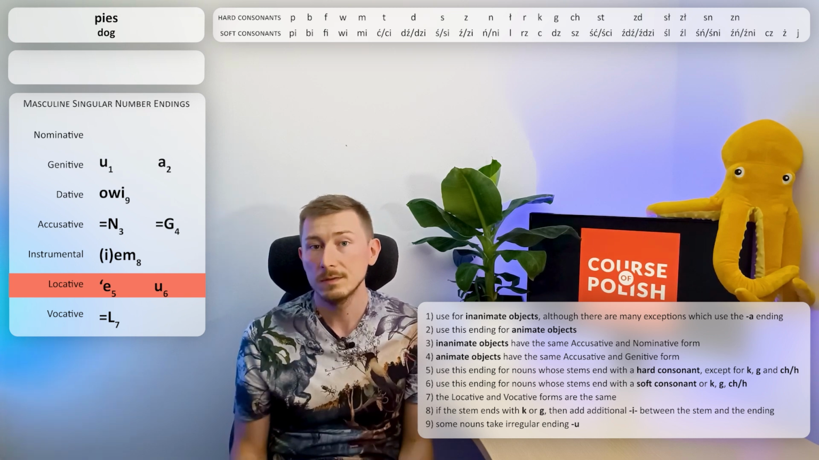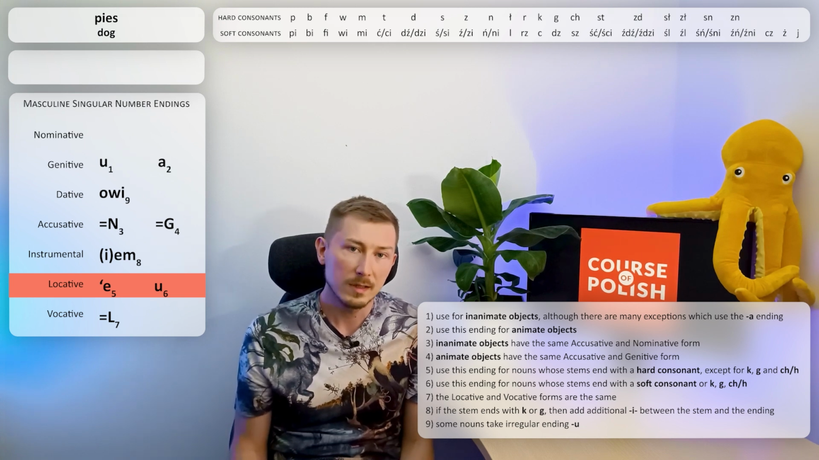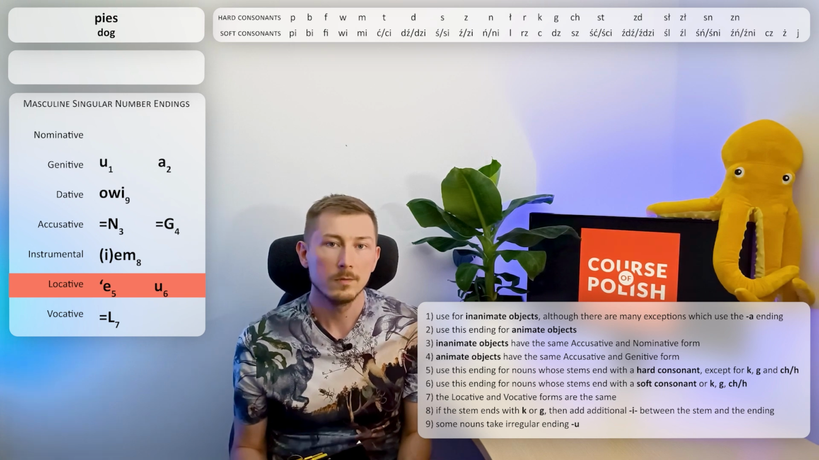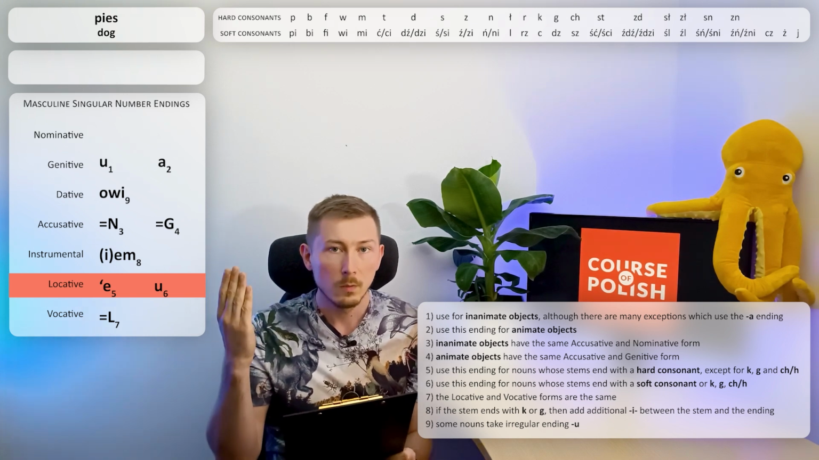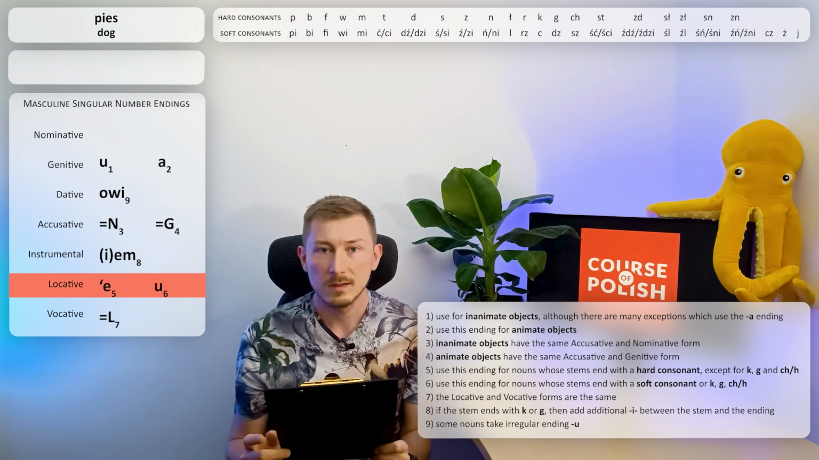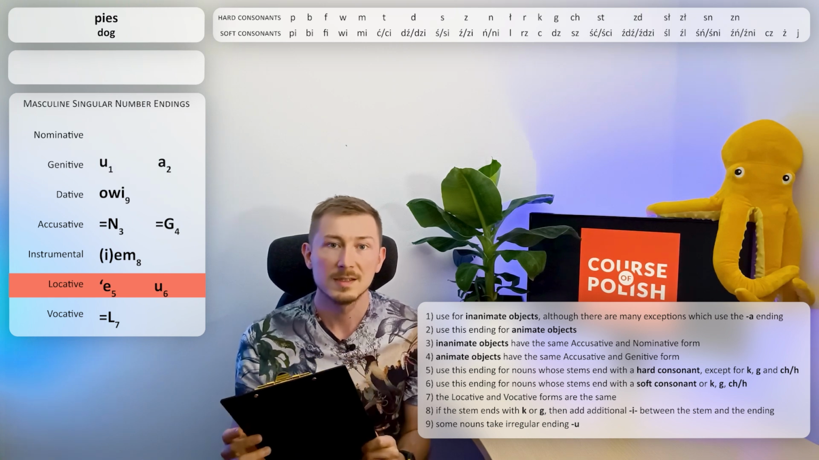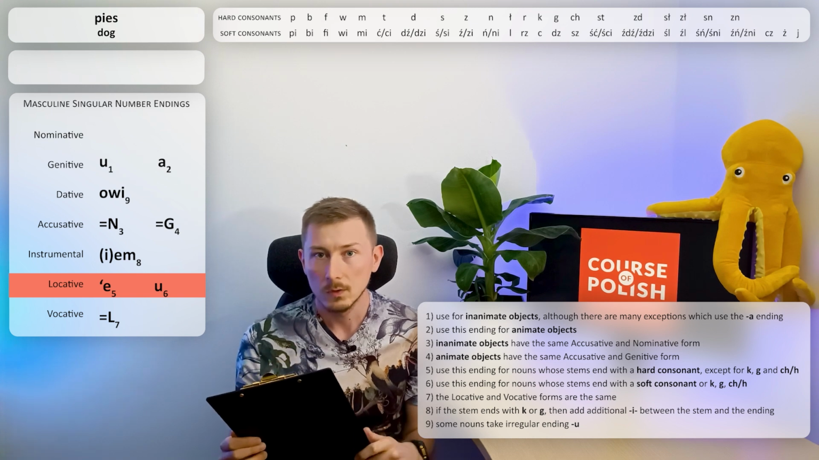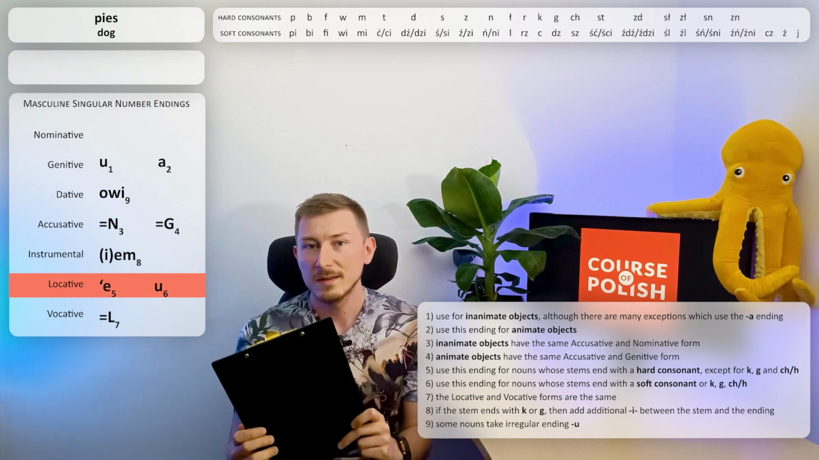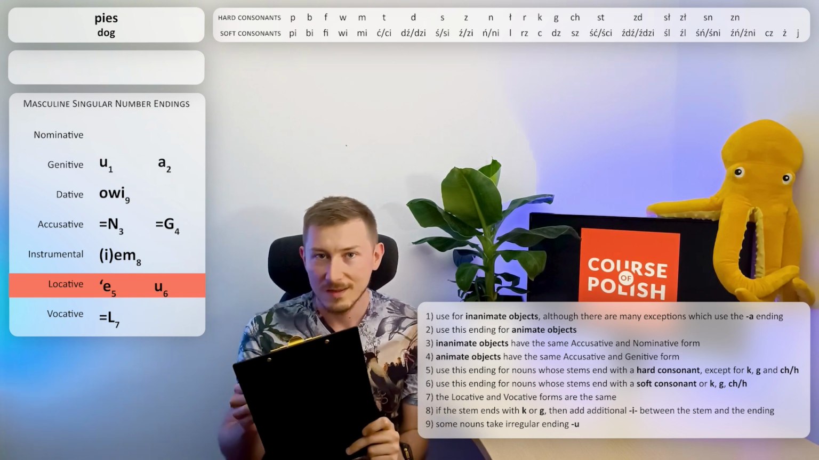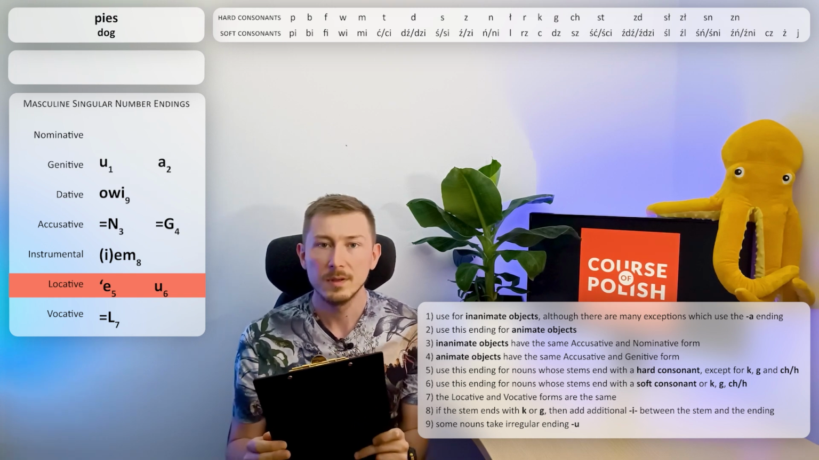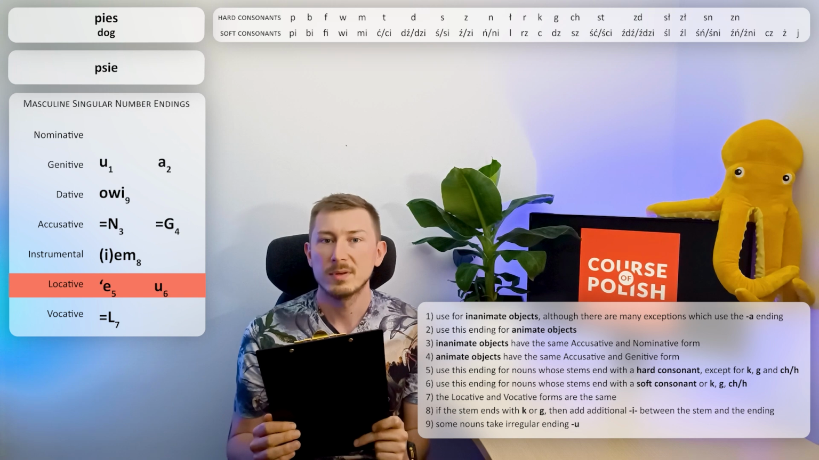And what is softening? Softening consists of replacing a hard consonant with the corresponding soft consonant. So again, we have to look at this table and see what is the corresponding consonant for sy. It is just sy, I, so that's what we have to use to soften the stem. So the final form, after attaching the ending, softening the stem, and removing the I, e, will be psie, psie.